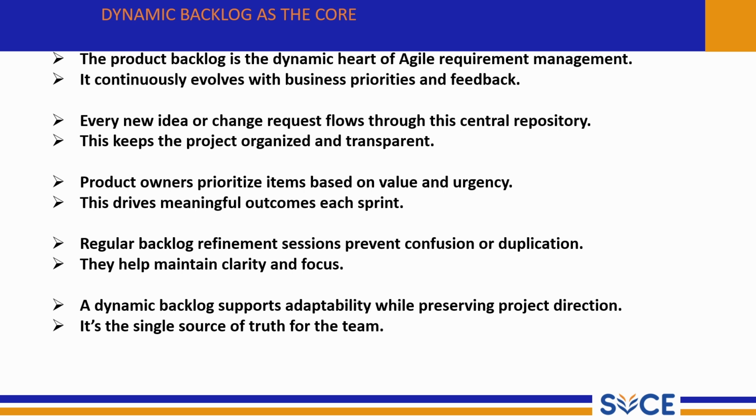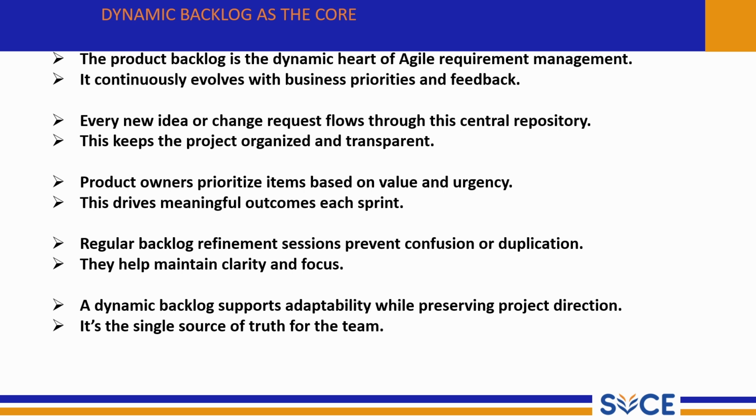It continuously evolves with the business priorities and feedback. The product backlog is never final. It gets updated frequently based on business needs and customer feedback. If priorities change, new items can be added, existing ones can be modified, and less important items may be removed. This helps agile teams stay aligned with the real business goals.